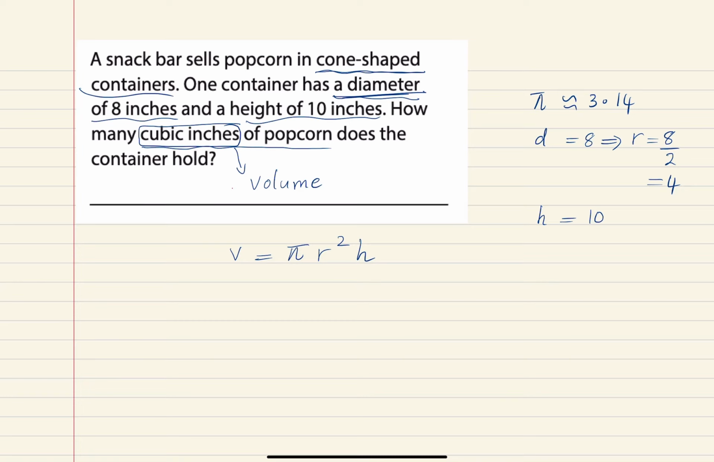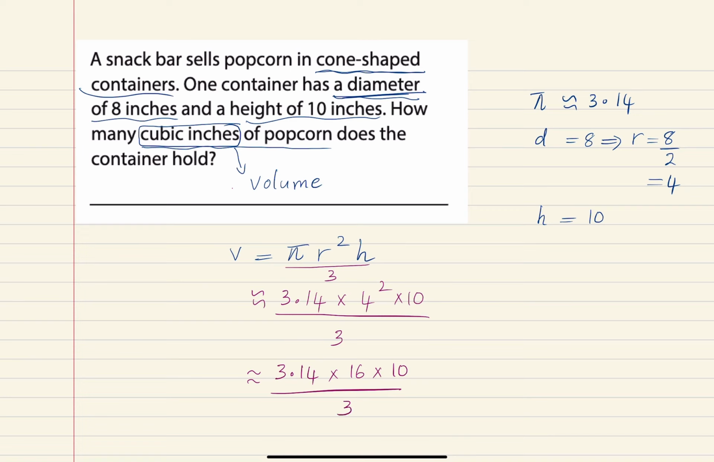So let's replace it. So this will be approximately 3.14 times r is 4, so 4 square times 10, divided by 3. So this is approximately 3.14 times, what is 4 square? 4 square is 16 times 10 divided by 3. So this is approximately 3.14 times 16 times 10.